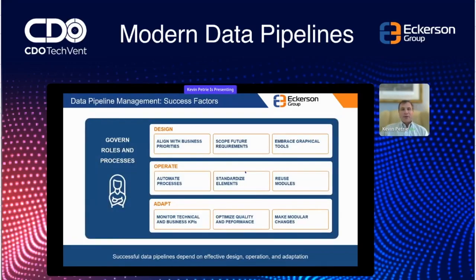Okay, it's more than tools. We all know this. People and process need ample attention for success. And so the way I've divided up the success factors here is to group it into three stages. There's design of data pipelines, operation, and then adaptation.